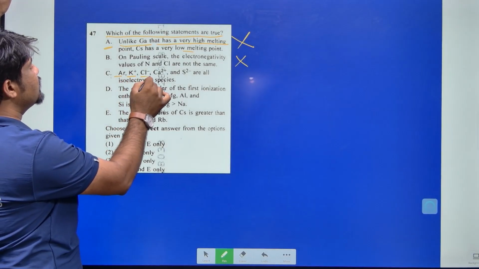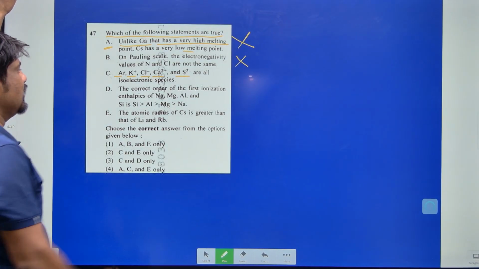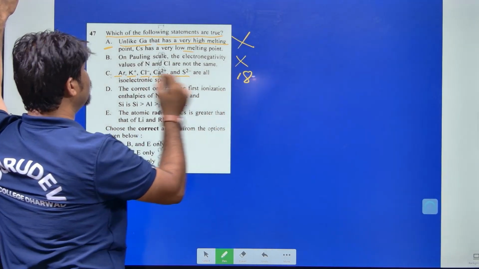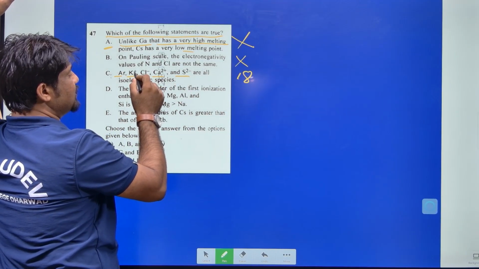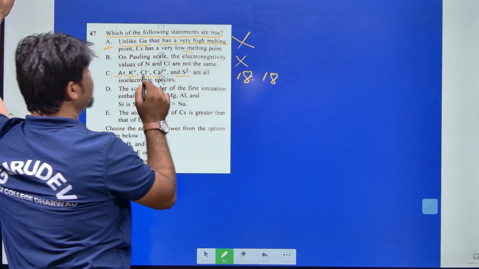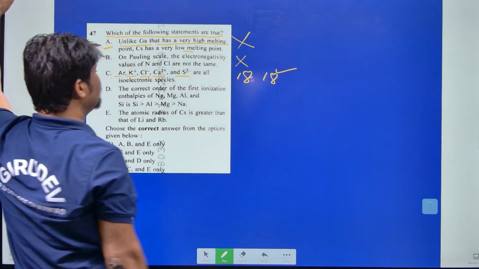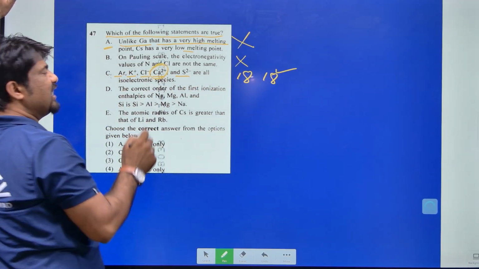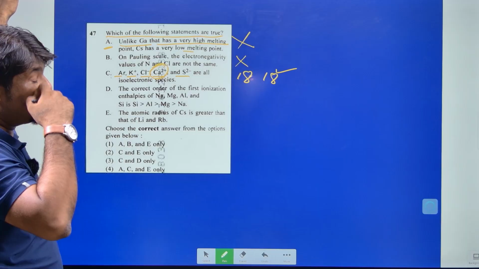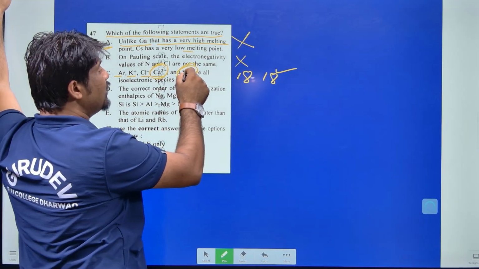Argon, K plus, Cl minus, Ca plus 2 and S minus 2, all are isoelectronic species. See, argon has 18 electrons. Potassium K plus, K means 19, plus 1 means it also has 18 electrons. And Cl minus, Cl means 17, minus 1 means 18. Ca plus 2, calcium means 20, by removing 2 electrons, Ca plus 2 means 18 electrons. Sulfur means 16, minus 2 means 18.